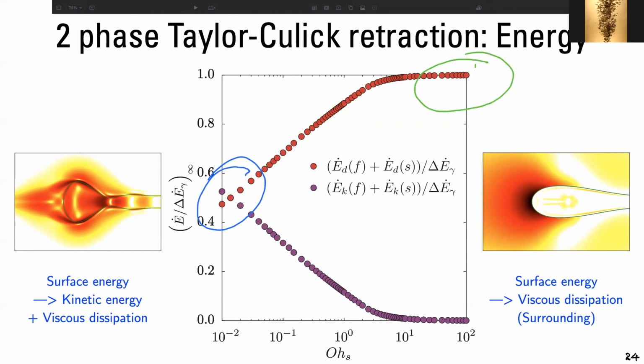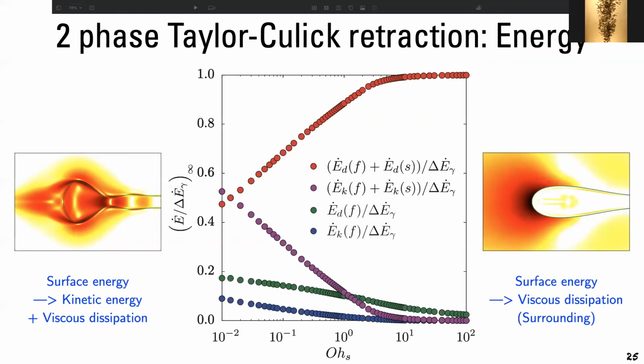And in fact, what happens is that this viscous dissipation is concentrated entirely in the surrounding bulk, which is evident if we also plot the viscous dissipation inside the liquid film. We see that the dissipation inside the film as well as the kinetic energy of the film both decrease, whereas the viscous dissipation in the bulk increases, and it saturates to be equal to the net surface energy released in the process.